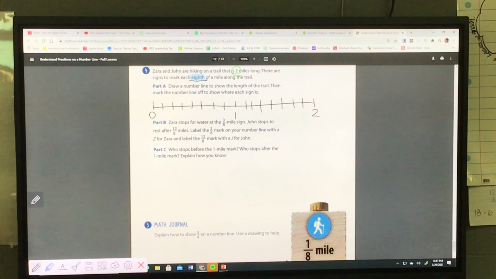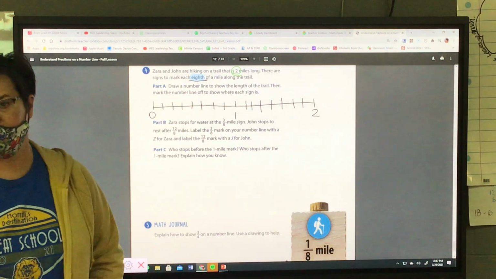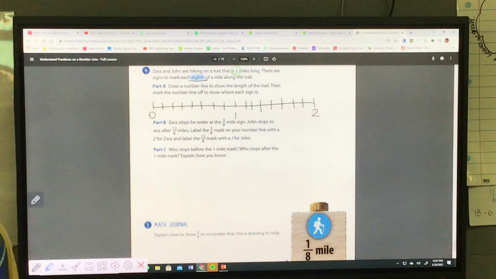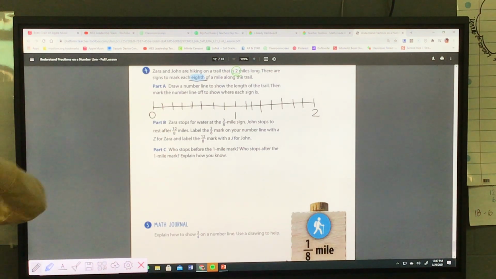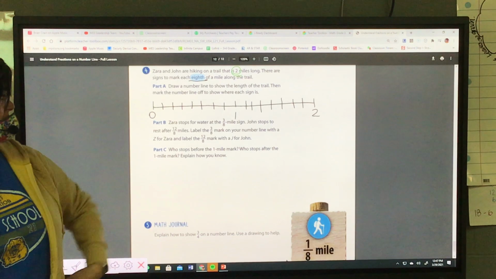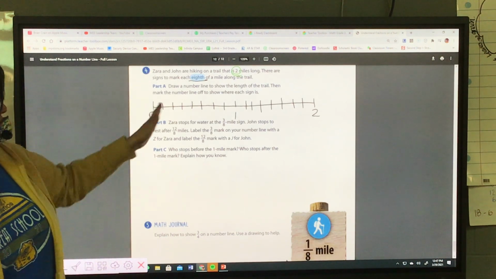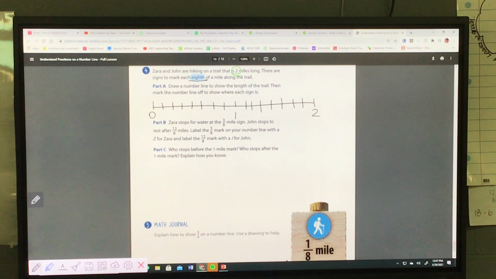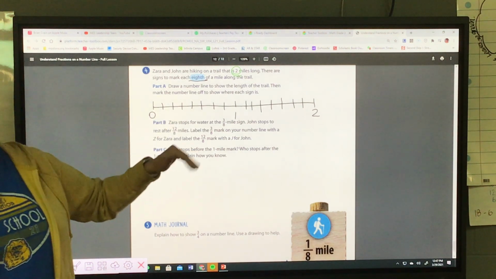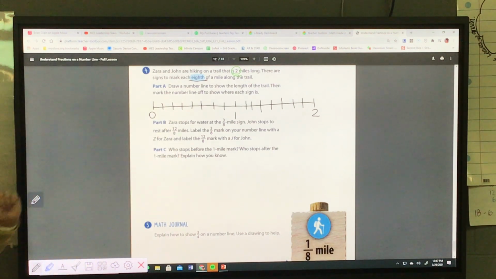Okay, friends, that's all we had to do with that one, because it didn't tell us to label anything, did it? It just said to mark the number line off to show where each sign is. All right, but now we're moving down to part B. So we might be adding stuff to it. Let's read part B to see.